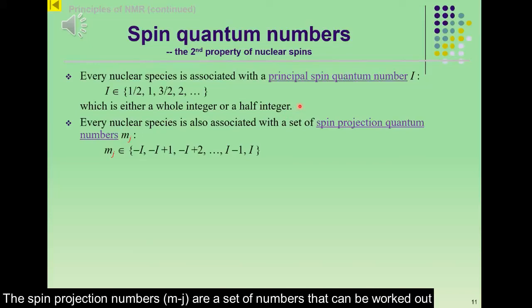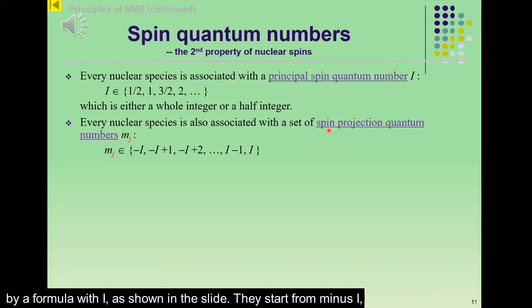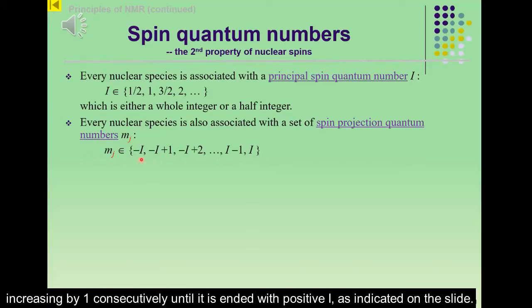The spin projection quantum numbers, MJ, are a set of numbers that can be worked out by a formula with I, as shown in the slide. They start from minus I, increasing by 1 consecutively until it is ended by positive I, as indicated on the slide.